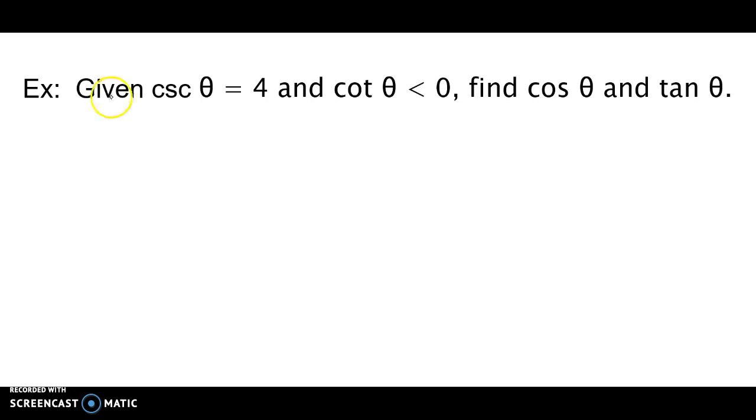Next example, given that cosecant of theta is 4 and cotangent of theta is less than 0, find the cosine of theta and tangent of theta. So see what you guys can come up with using this given information. Go ahead and put me on pause.